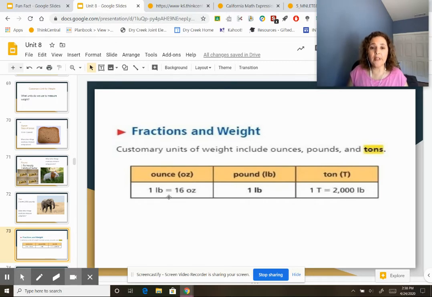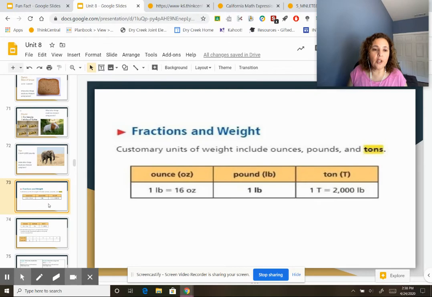So 1 pound is about 16 ounces, okay? And 1 ton is 2,000 pounds. So write that down. You're going to need to know that 16 ounces is 1 pound and 2,000 pounds is equal to 1 ton. So today's kind of easy because we only have two measurements we've got to remember. 16 ounces is a pound, 2,000 pounds is a ton, okay?